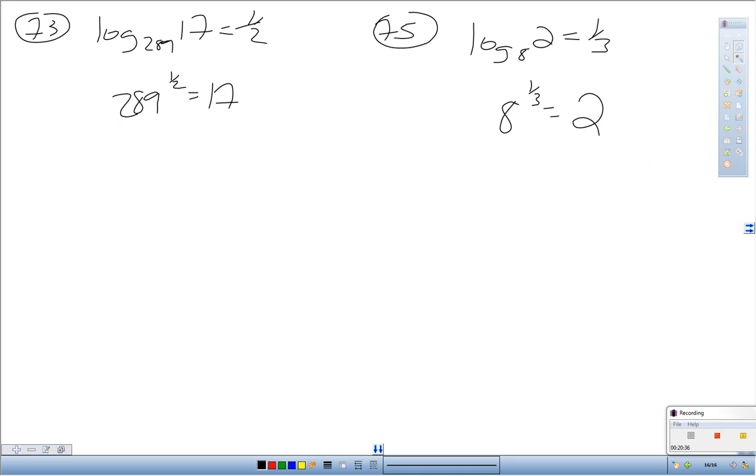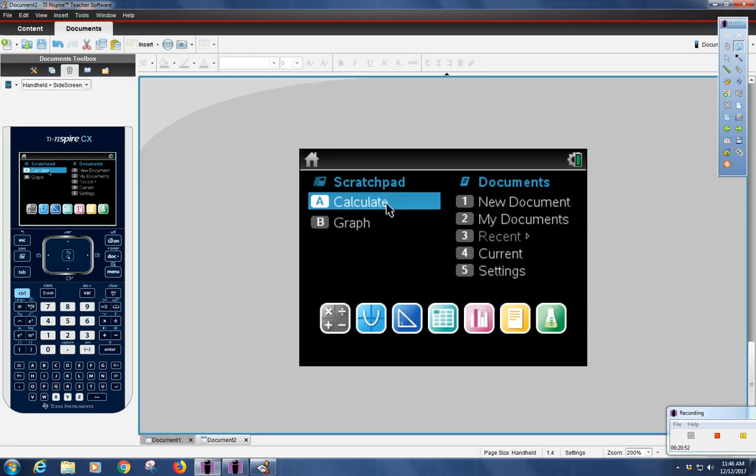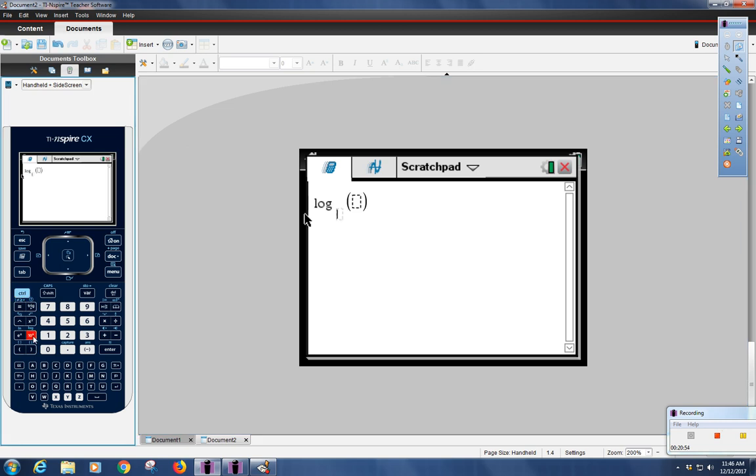All right, moving on to number 77, it wants you to use a calculator to find the value of log base 4 of 2.4. So I'm actually going to go back to my calculator real quick. I'm going to go to calculate this time, and it wanted me to find the log base, so log of 4, and then I'm going to go over to 2.4, and then I'm going to hit enter, and that gives me the answer of 0.6315, and that's the answer to number 77.